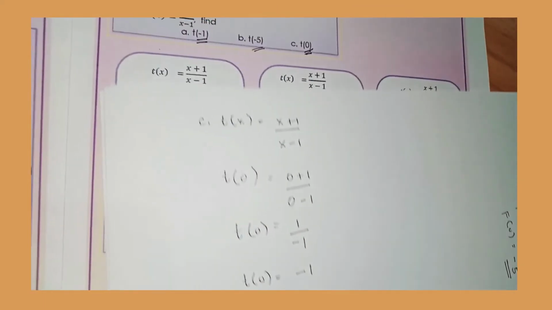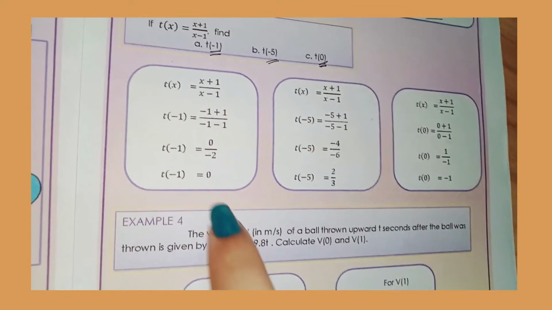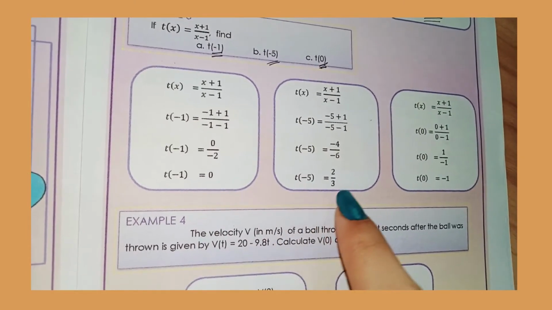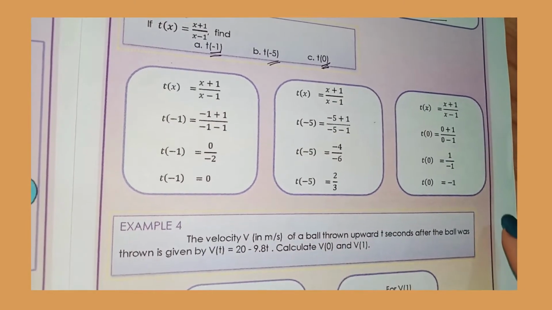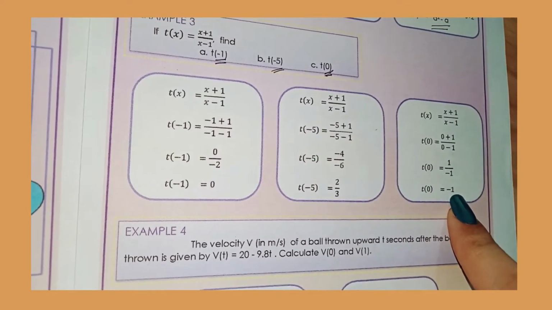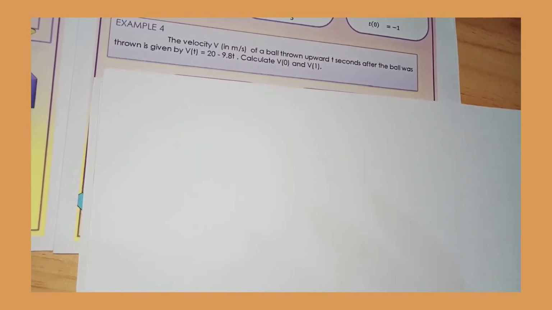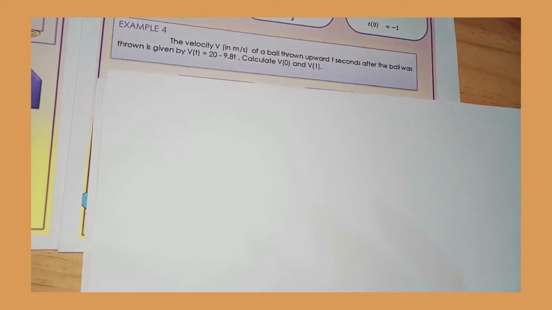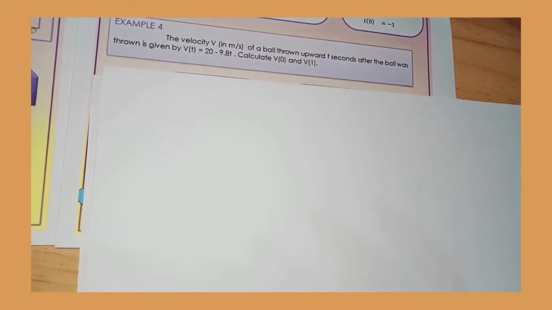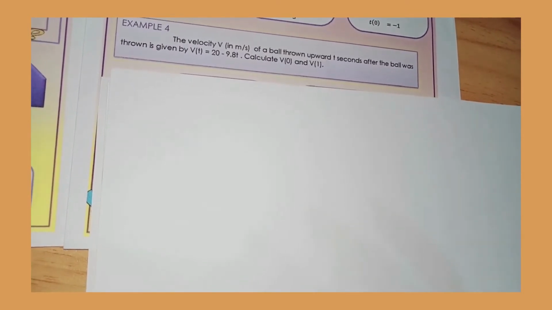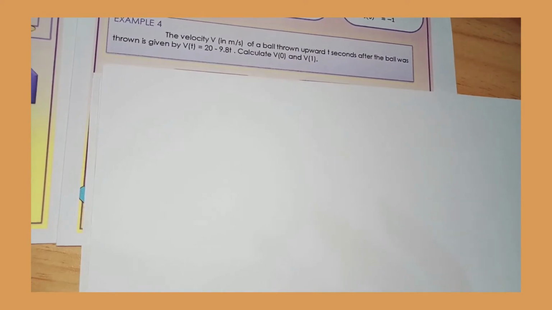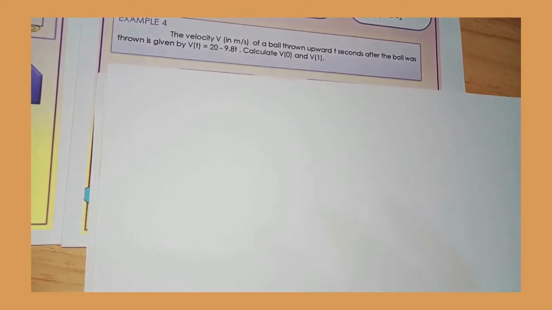So, kung mapapansin nyo, yung mga answers natin kanina, t of negative 1 is 0, t of negative 5 is 2/3, and t of 0 is negative 1. Basically, evaluating functions can be used in answering worded problems. For example, the velocity v in meter per second of a ball thrown upward t seconds after the ball was thrown is given by the formula v of t is equal to 20 minus 9.8t. Calculate v of 0 and v of 1.